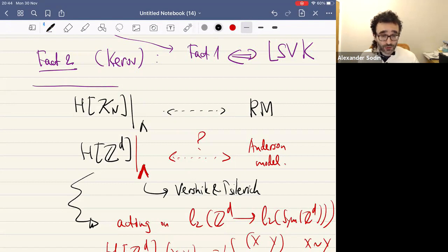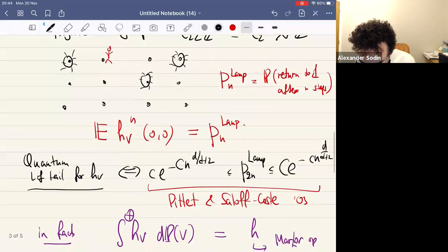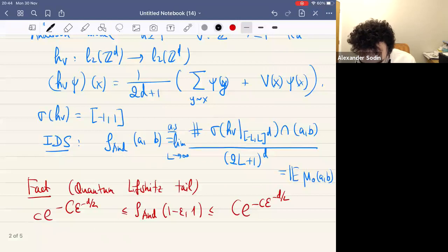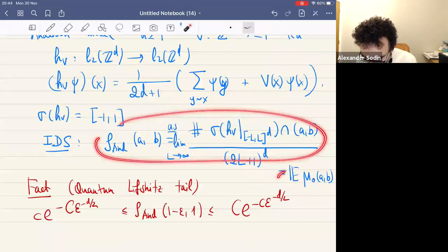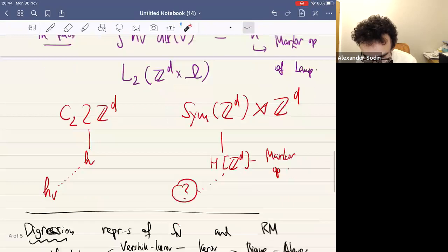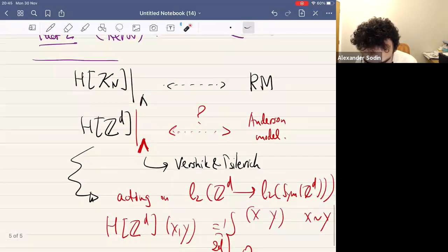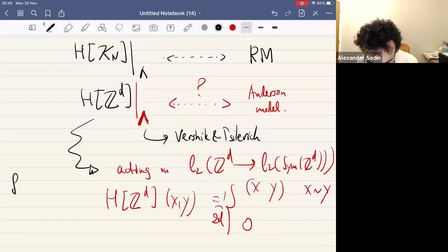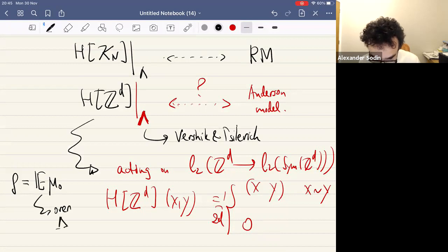This gives us a notion of a random representation. In the definition of the integrated density of states, I've mentioned that there are two definitions for the Anderson model, this one and this one. If we use the notion of random representation of Vershik and Tsilevich, then both of these facts extend to our setting. So the density of states which we study is indeed the expectation of mu0, where the expectation is over the choice of lambda.